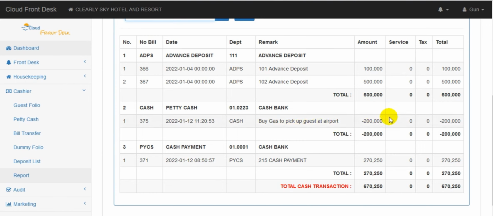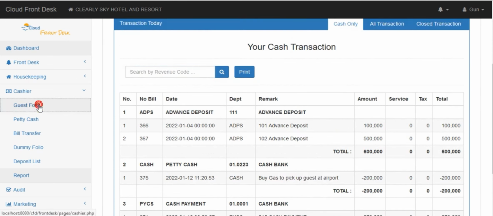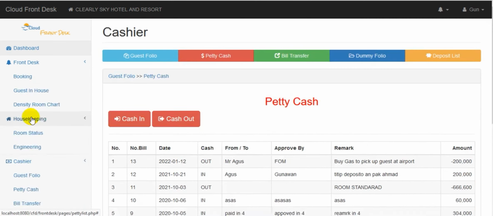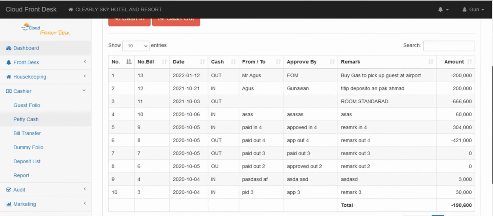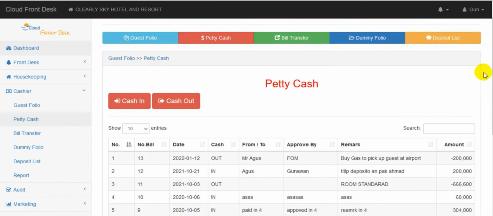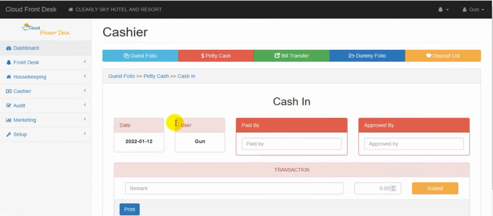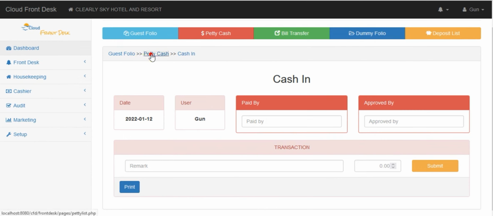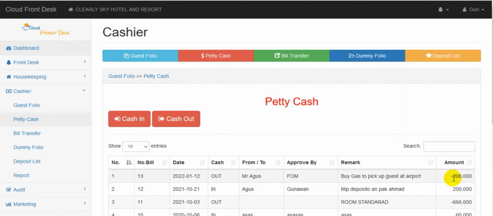Now so, for expenses that are not related to guests, whether going out or coming in as cash, we use petty cash, whether it's cash out or cash in. The result in petty cash is like this: plus if it comes in, and if it goes out, it means minus. It will automatically reduce the cash handover report at the cashier, like that. Clear usage of petty cash on CloudFrontDesk.